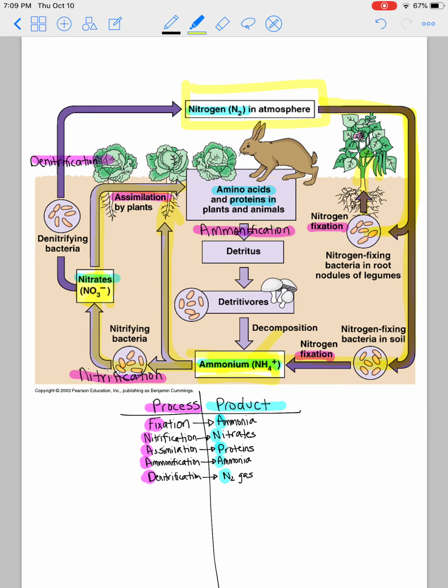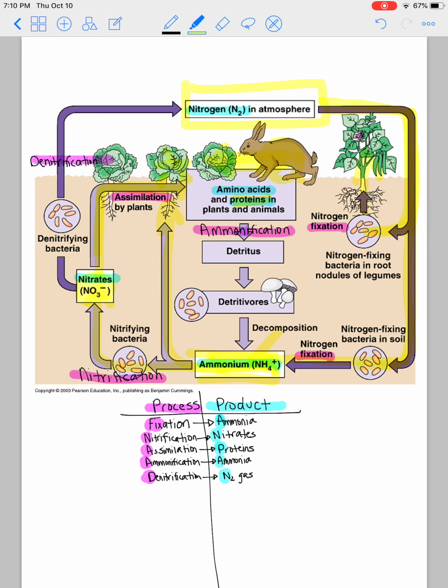So assimilation is the process of taking nitrogen and putting it into your tissues. In this case, we're assimilating it into proteins in the body. If you're a plant, you can just assimilate it right out of the soil. But if you're an animal like the rabbit, you need to consume a plant, or you need to consume another organism that has nitrogen in it, and that's how you assimilate your nitrogen into proteins.